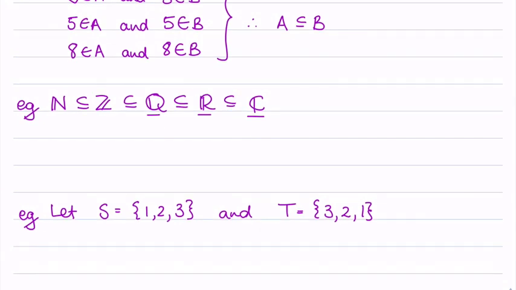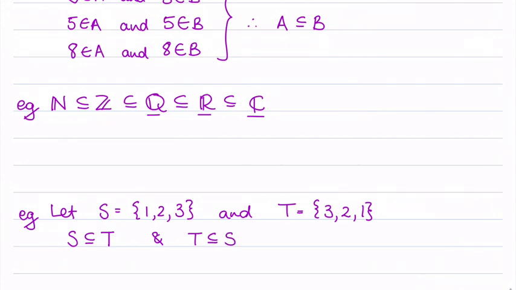Let's look at one final example, and that's going to take us on to the next concept we want to look at. Suppose we have the set {1, 2, 3} and the set {3, 2, 1}. A quick glance at this will tell you that these are actually the same set. And what we're going to do is show that our set S is a subset of T, and also that T is a subset of S.